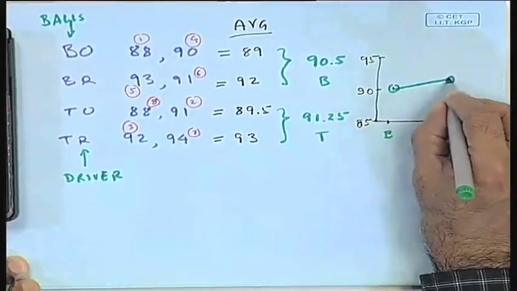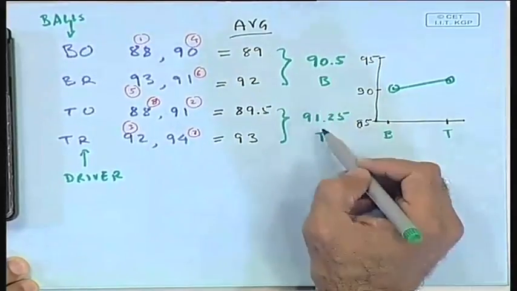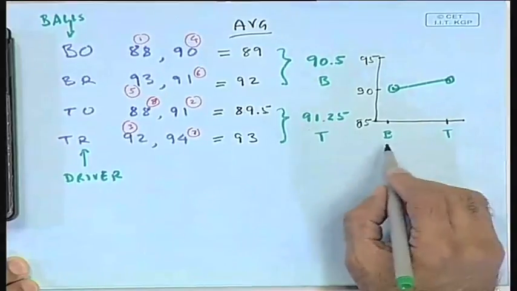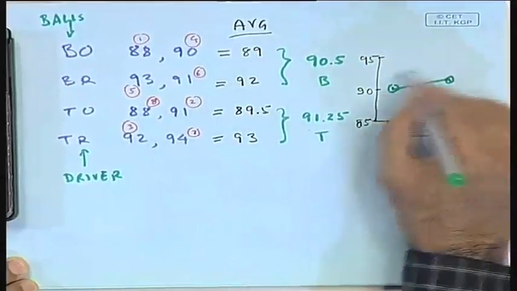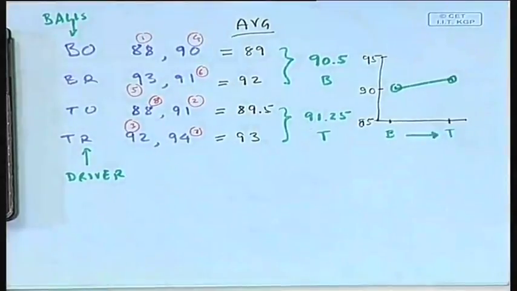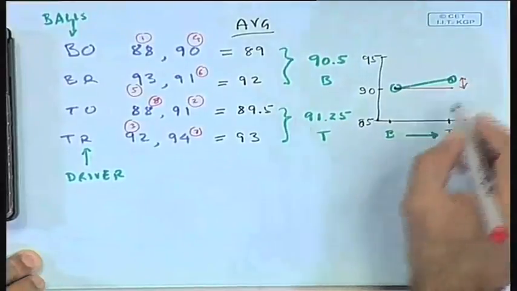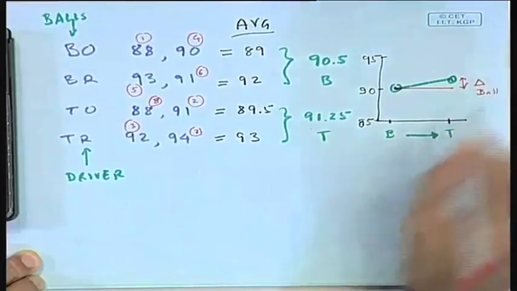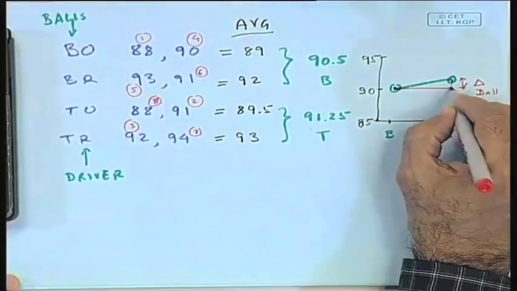If I join them, there's a slight rise. As you can see, there is a slight rise from 90.5 to 91.25. That slight rise is because of the change that I made in going from ball type B to ball type T. This is the effect. In fact, if you look at the number carefully, you'll find this delta. This delta is due to ball change. That is the effect of basically changing your ball.